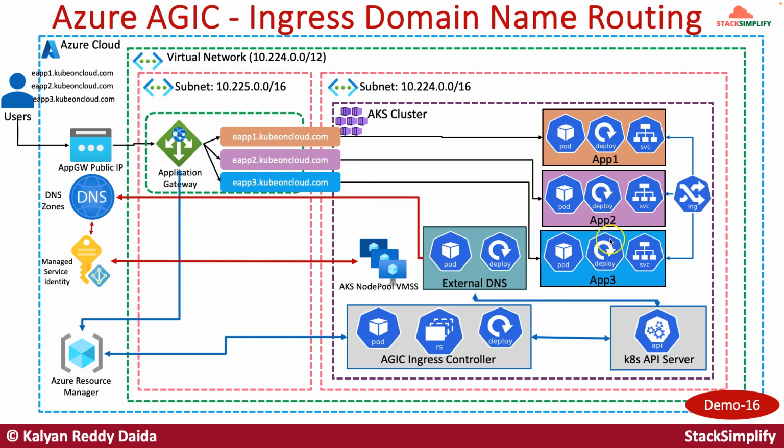And for these three applications, whatever the ingress related spec.rules.host we define, using that, these DNS records should automatically be registered in the DNS zone, and in addition to that, their equivalent listeners should be created in application gateway. So all these things happen automatically by just deploying a simple ingress service by defining spec.rules.host. So this whole demo we are going to see practically.